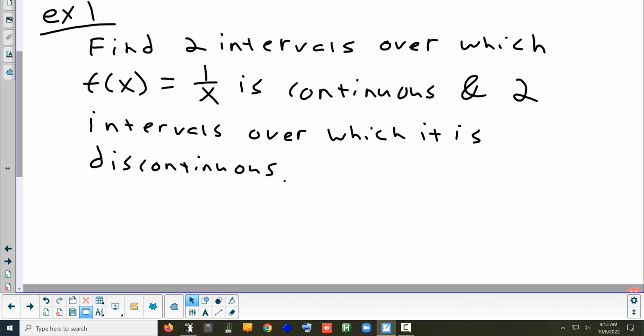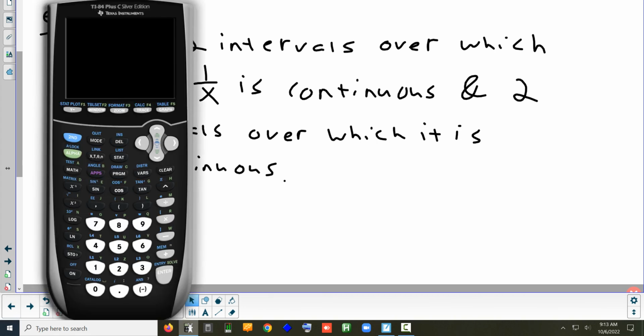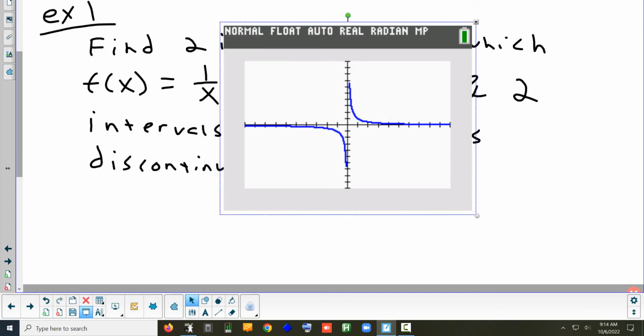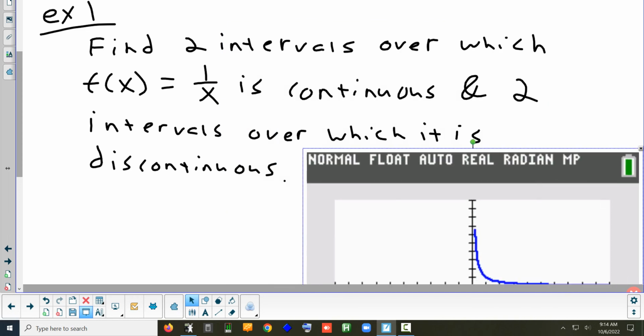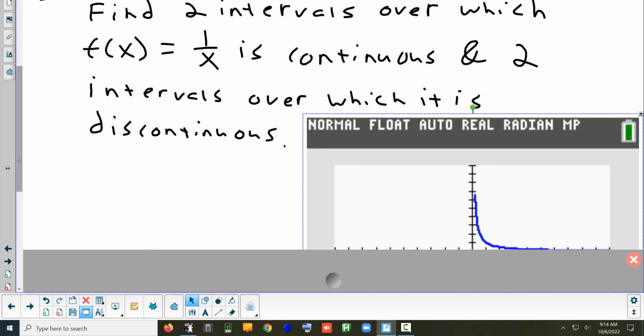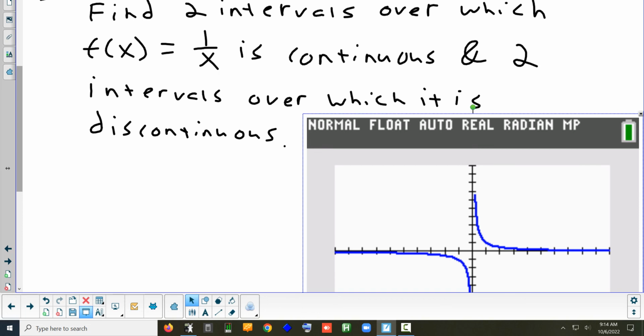So first thing is, to get an idea of the 2 intervals, we need a sketch of 1 over x so we can see it, and then go from there. Okay, so let's put in the 1 over x graph, and let's put the picture over here. So let's start with 2 intervals that are continuous.